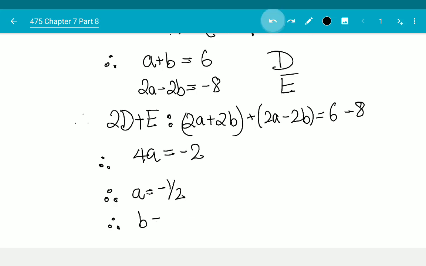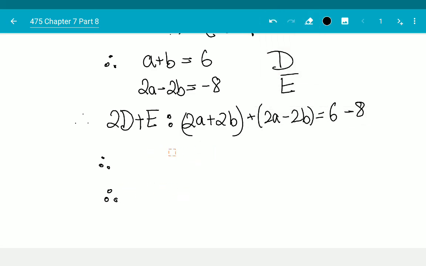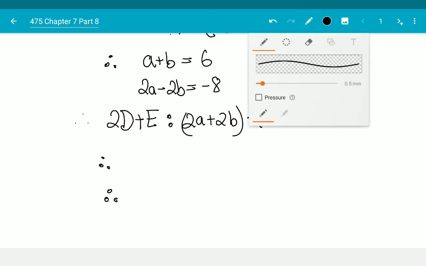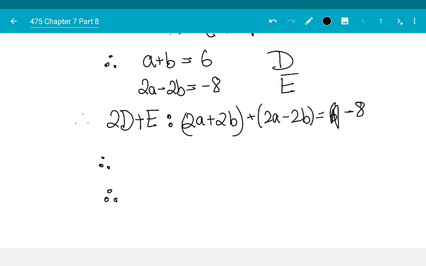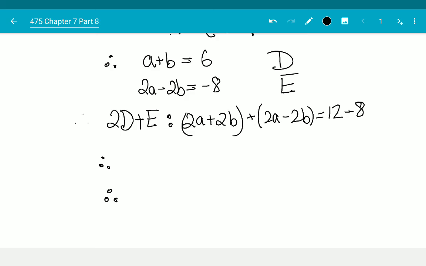Oh, that's where the mistake is. My bad. I knew I was making a mistake somewhere. This should have been a 12. Such mistakes can happen, which is why it's good to work it out and plug them back in. Therefore 4a is equal to 4, and therefore a is equal to 1, and therefore b is equal to, well, 1 plus 5 is equal to 6, so b is equal to 5, right?